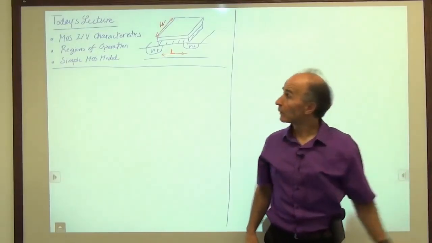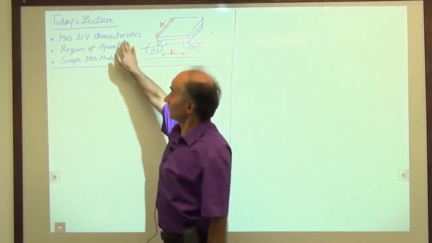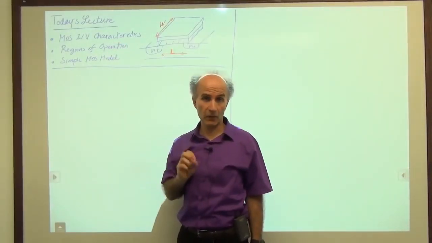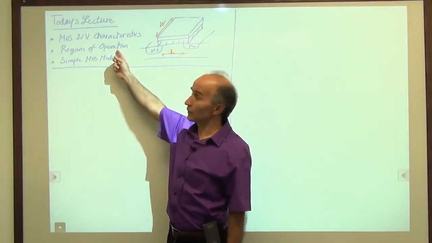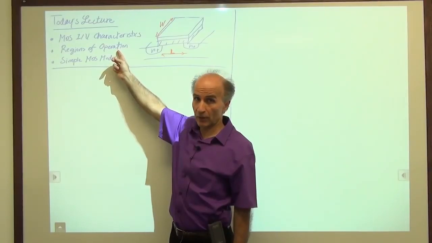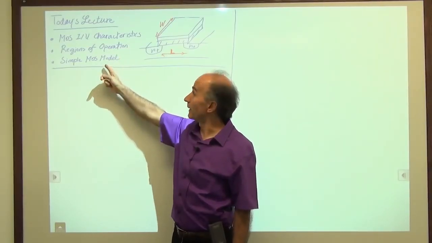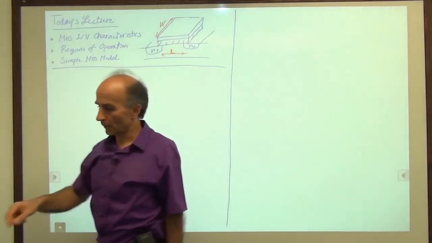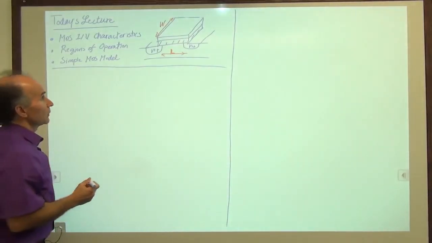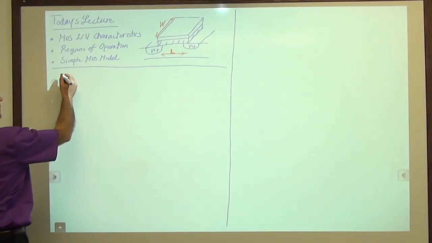So today, we will look at the characteristics again and consider some special cases, and then introduce the concept of regions of operation for the MOS device, and then derive a simple model. All right, so let's draw those characteristics again.